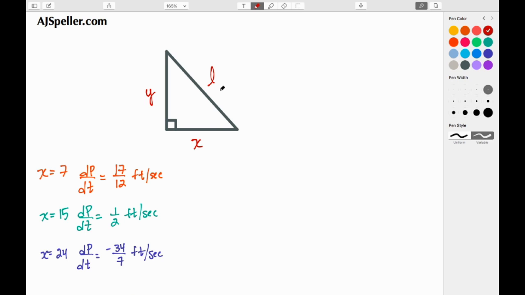We're trying to find the rate at which the perimeter is changing. So we're going to use the perimeter formula. And remember, perimeter is the distance around an object. So here we see the perimeter is going to equal the X value plus the Y value plus the L value. What we want to do here is to make this a dynamic equation so that we can show it on the model.